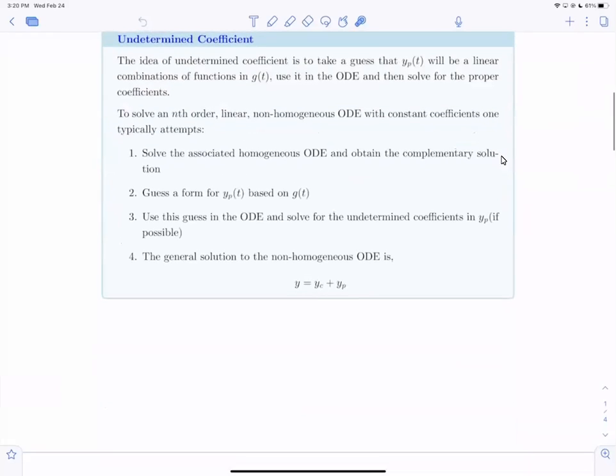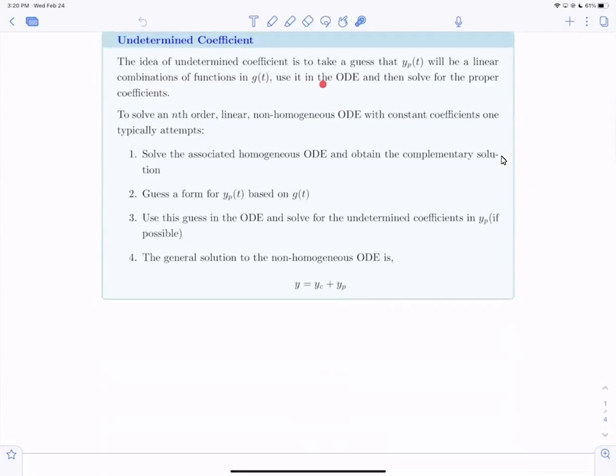But to solve, you use it in the ODE and then solve for the proper coefficients, which means you take the first derivative, second derivative, or whatever you need, plug it back into the ODE and solve for the proper coefficients. So to solve the nth order linear non-homogeneous ODE with constant coefficients, one should typically solve the associated homogeneous ODE and obtain a complementary solution, which means you let your g of t equal 0.